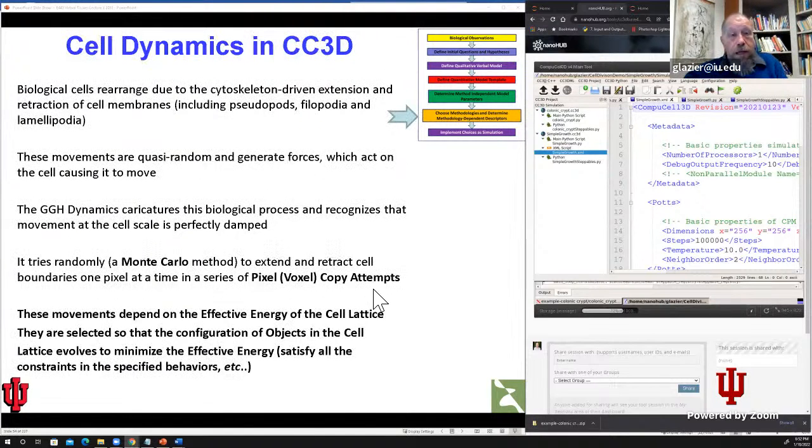Okay. In reality, cells move actively because of cytoskeletal rearrangements, primarily due to myosin and actin. Actin can provide extensional forces, although those are pretty weak. Myosin primarily provides contractile forces, and the combination of contraction and expansion gives rise to cell movement.